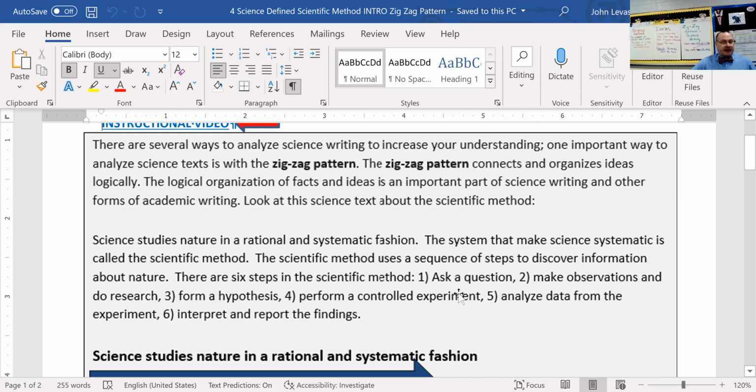There are several ways to analyze science writing to increase your understanding. One important way to analyze science text is with the zigzag pattern. Zigzag pattern connects and organizes ideas logically. The logical organization of facts and ideas is an important part of science writing and other forms of academic writing. Look at this science text about the scientific method.